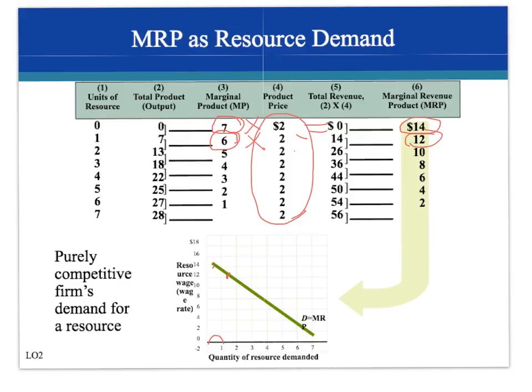3 units of labor produce a total product of 18. The difference between 2 and 3 units of labor is that the third unit of labor adds 5 units of output. Times the product price, we have a marginal revenue product of 10. So going from 2 to 3, marginal revenue product is 10, and then so on, and we connect the dots, and here we get our demand curve for labor, a firm's demand curve for labor in a purely competitive market.